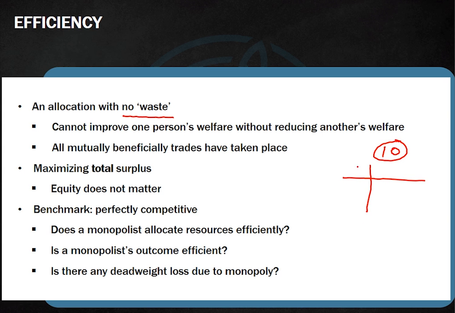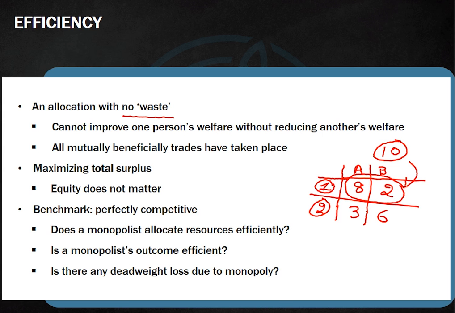Let's say we are allocating it to person A and person B. One way to allocate this, let's call this allocation 1, is to give 8 rupees to person A and 2 to person B. The other way to allocate is to give 3 to this person and 6 to this person. Now let's try to understand which of the allocations is efficient. Note that here all the 10 rupees are getting used.